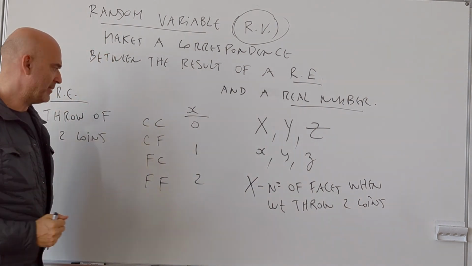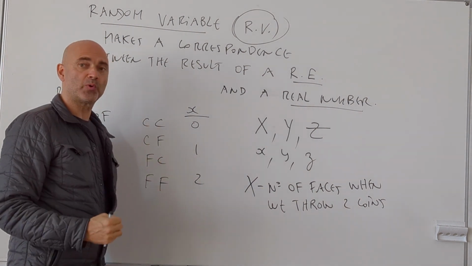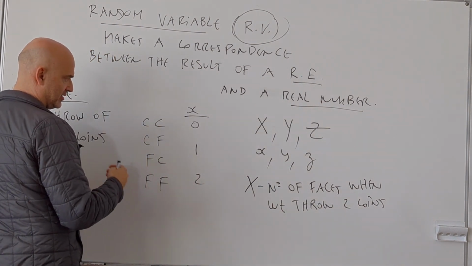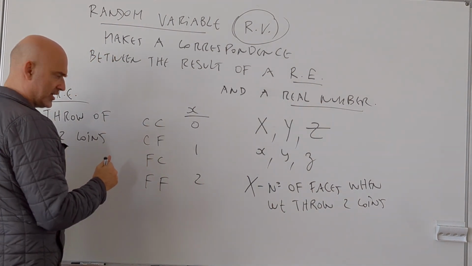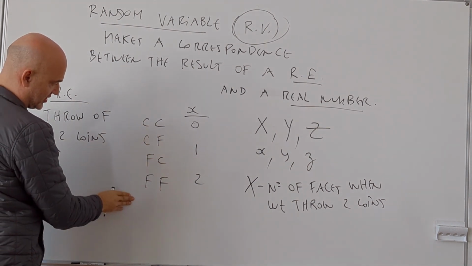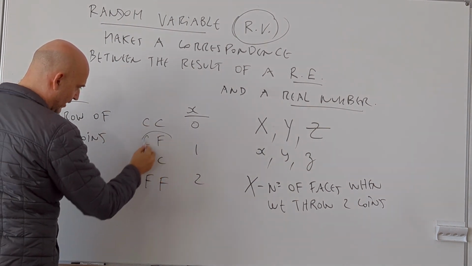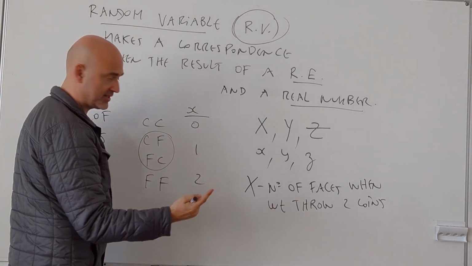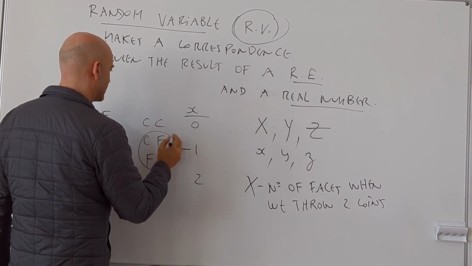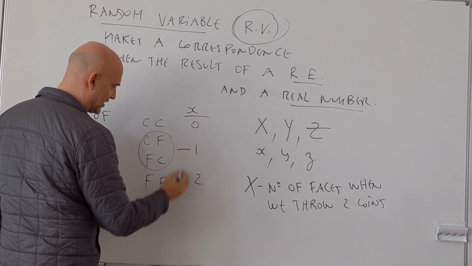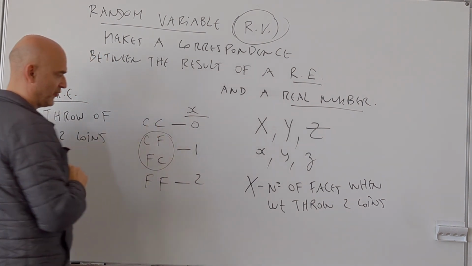But the number 1 has more probability. Why? Because in the random experiment, we can obtain these 4 results, but in two of them, we get one face. For example, we have only one of them with 2 faces and one of them with 0 faces.